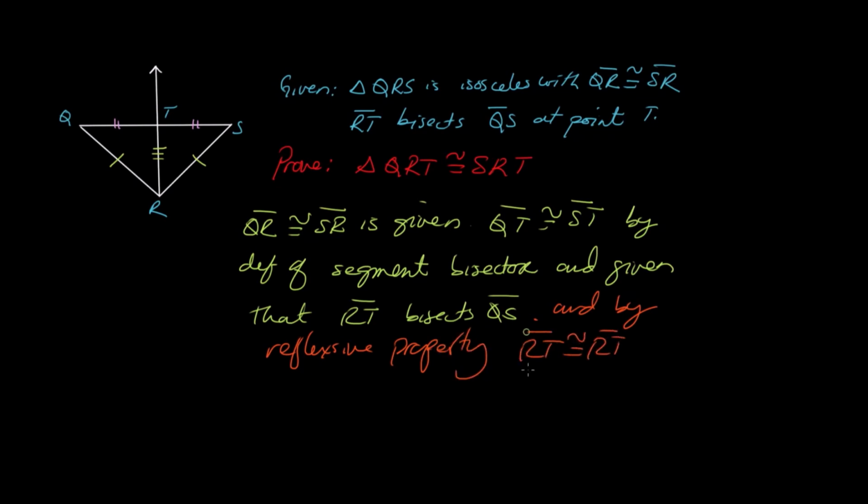So here it is. RT is congruent to itself. Now we have three sides. Then we can say these two triangles are congruent. Therefore, triangle QRT is congruent to triangle SRT by side angle side congruence postulate. After a while, we'll just say side angle side, but here I'm saying the full postulate so we become comfortable using those terms. That was pretty easy, right? Okay, let's see what we have next.